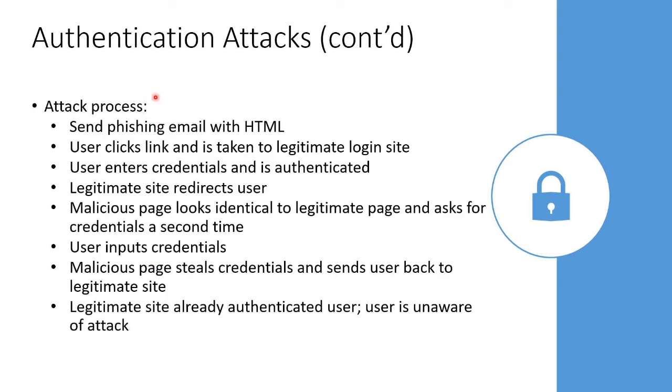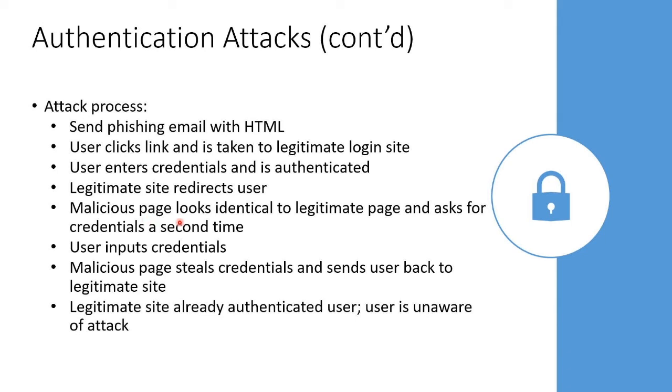So the attack process, we could do all these things. Send them a phishing email. Have them click a malicious link. They think they're going to a legitimate logon site. They're going to enter their credentials, and they're going to be authenticated. Now, if it's against a legitimate site, they get authenticated, and then in the background, we redirect them to an illegitimate site. Or flip this over. Send them to an illegitimate site, capture their authentication, then redirect them to the legitimate site.